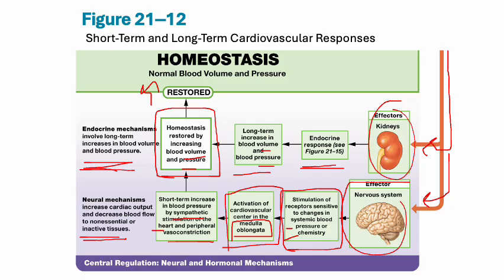So here we have, again, two kind of backup systems that we have if our autoregulation doesn't work: the nervous system and the endocrine system. And they have short-term effects or long-term effects, depending on how urgent the situation is.